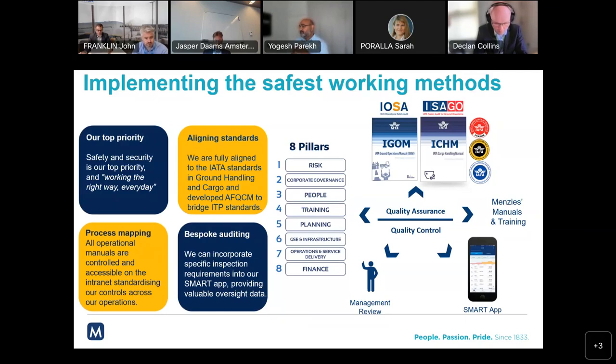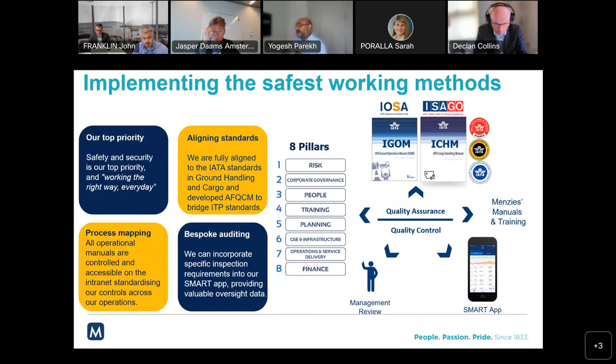And then this is how we use the 8 pillar programs in all our integrations, all our onboarding, all our communications, and it helps our managers and supervisors to know what's expected of them so that they can make sure they deliver a safe, secure, quality service. We embed best industry practice. There's no point reinventing the wheel. There are tools out there to help you.